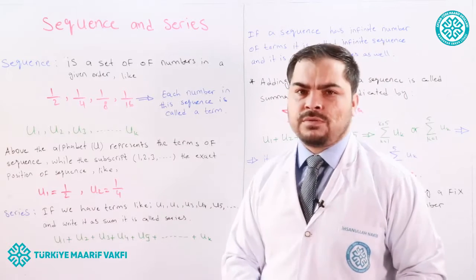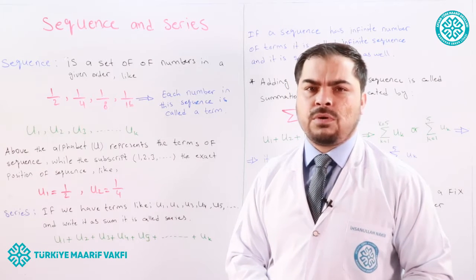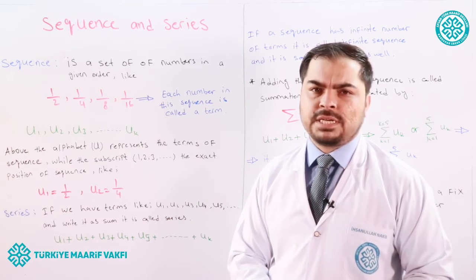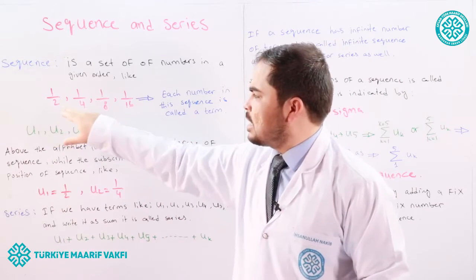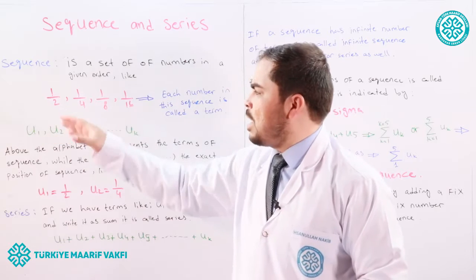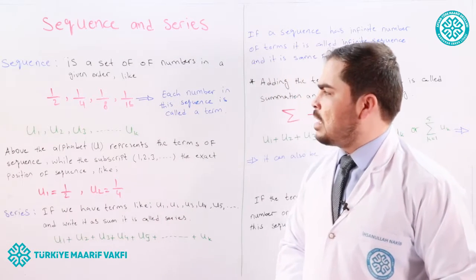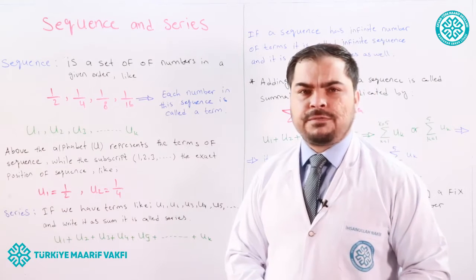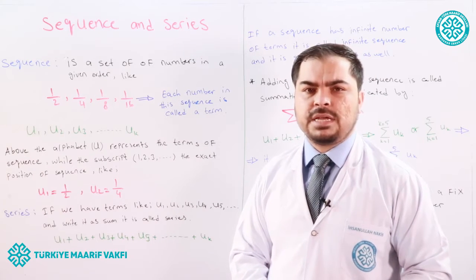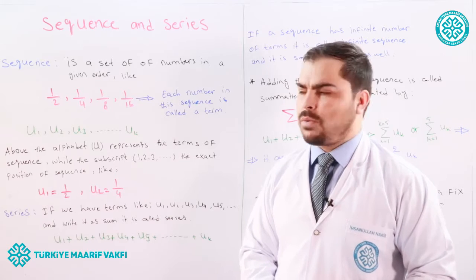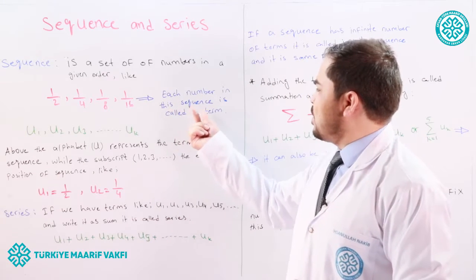We can also say that when there is a ratio or a difference between consecutive terms, what does consecutive term mean? The terms which are side by side, coming before or after each one. So when there is a specific difference, a common difference or a common ratio between consecutive terms, it is called a sequence. Each number of this sequence is called a term.